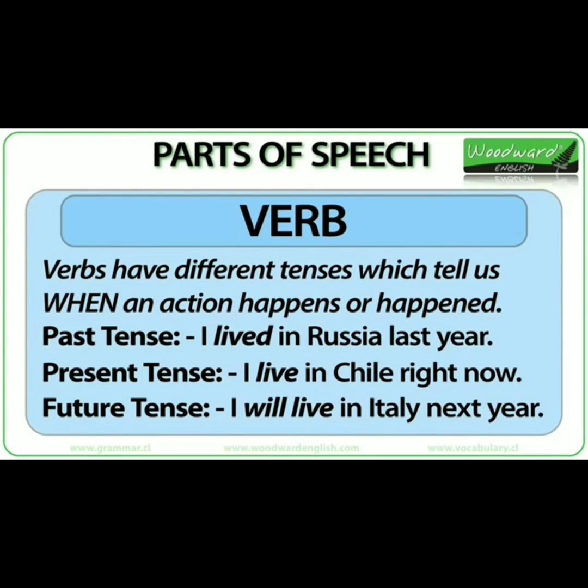Now, verbs have different tenses, which tell us when an action happens or happened. Past tense: I lived in Russia last year. Present tense: I live in Chile right now. Future tense: I will live in Italy next year.